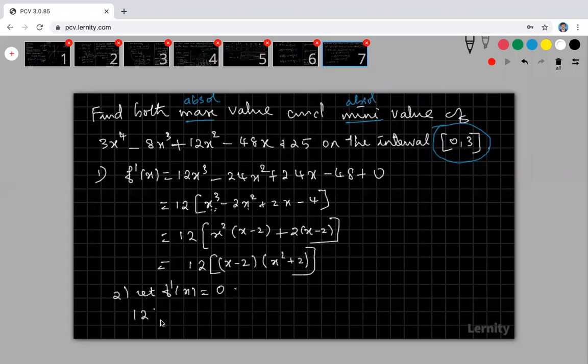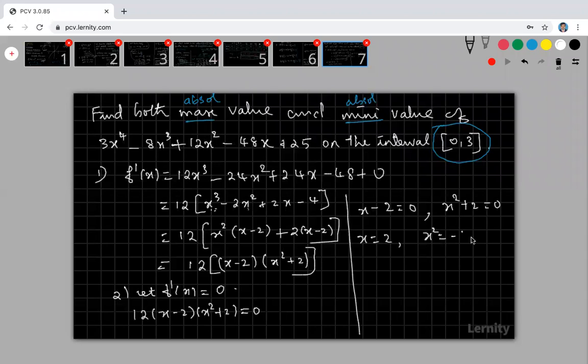What is the meaning of this? 12 into x minus 2 into x square plus 2 equal to 0, which implies x minus 2 equal to 0, or x square plus 2 equal to 0. So x is equal to 2, or x square is equal to minus 2, so x is equal to plus or minus root of minus 2.